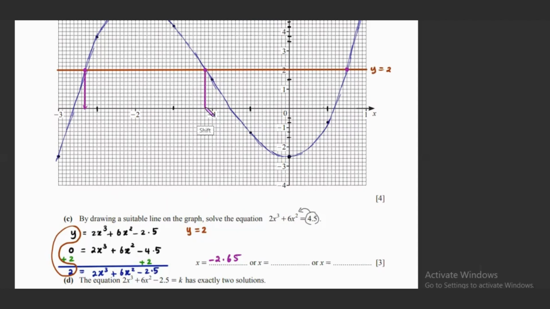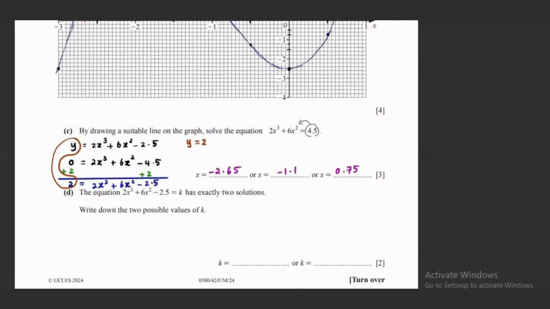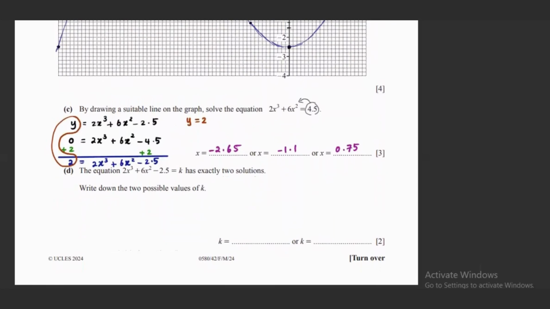This point will be minus 1.1. Then we have this one. This is the next point. So this is 0.5, 6, 7, 7.5. So 0.75. These three are the x values that we get. Let's move on to the next question that we have, which is question D.